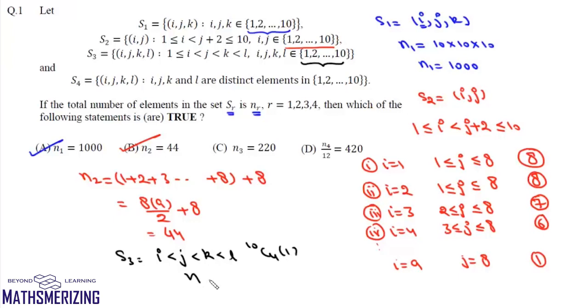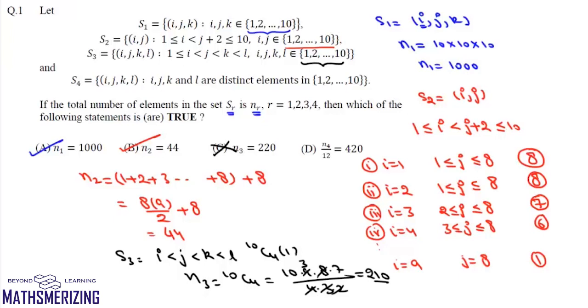So basically this N3 will be nothing but 10C4, which is (10 × 9 × 8 × 7)/(4 × 3 × 2 × 1). Now this is 8 and 3. So this value will be 210. So this option C is incorrect. Now we look at N4.